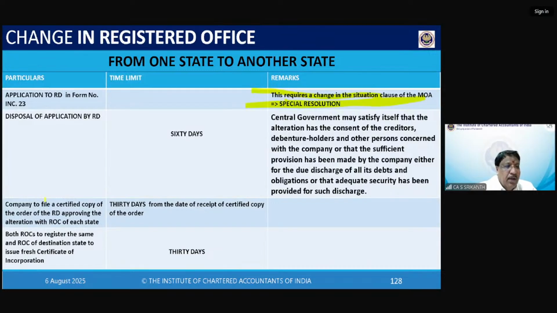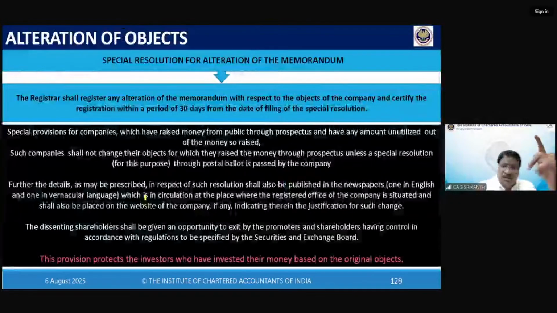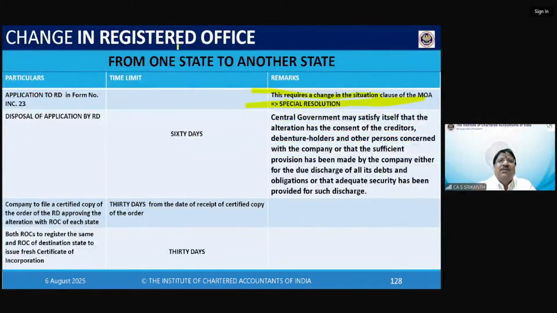Okay. So the company has to file a certified copy of the order of the RD approving the alteration with the ROC of each state. So, both the ROCs. Within 30 days, you have to file. Both the ROCs will register, and the ROC of the destination state will issue a fresh certificate of incorporation. The entire file will move. Actually, there is no file now. It is all online. So simply the control will change from this ROC to that ROC. Okay. That is all. The procedures are fairly simple.